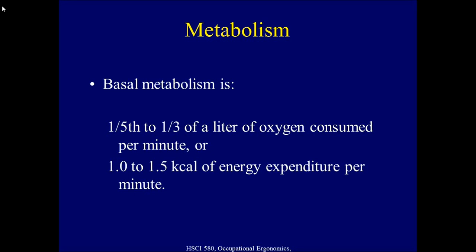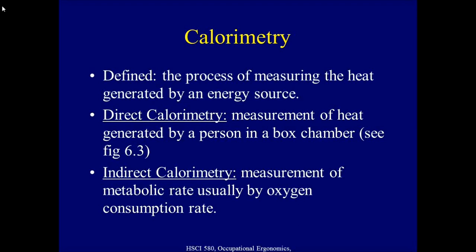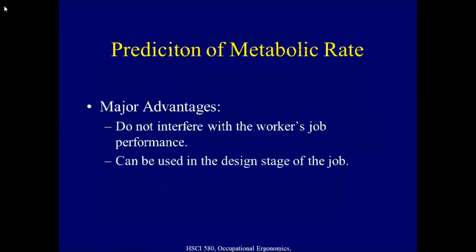So the basal metabolism then is 1/5 to 1/3 of a liter of oxygen consumed per minute, or converting that to about 1 to 1.5 kilocalories of energy expenditure per minute. Calorimetry is the process of measuring the heat generated by an energy source. Direct calorimetry, the measurement of heat generated by a person in a box chamber, for example, is one of the most exact ways of doing this in terms of heat exchange. But the problem is convenience and cost are at odds with each other there. So a lot of people do it indirectly. This would be the measurement of metabolic rate, usually by oxygen consumption. The type of instrument used here would be an Oxylog, a portable instrument fastened to the mouth and nose of an individual working to be able to pick up the indirect calorimetry measurements.